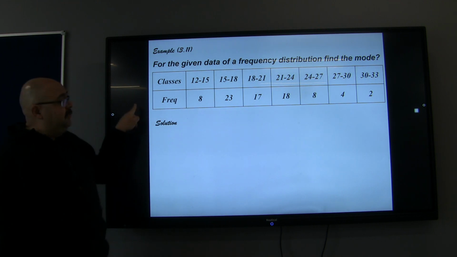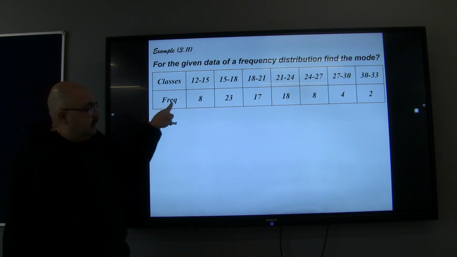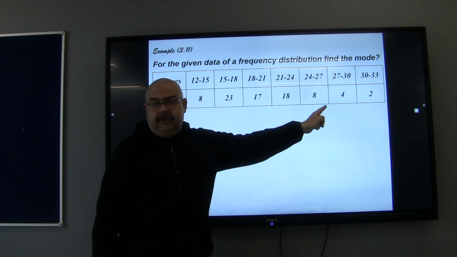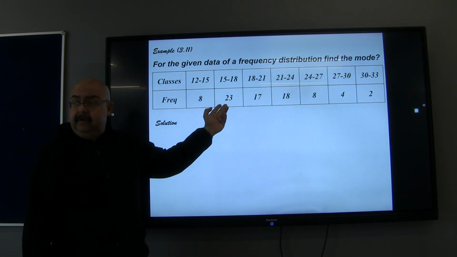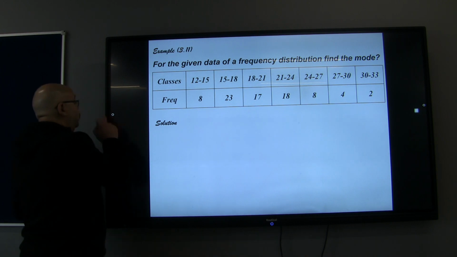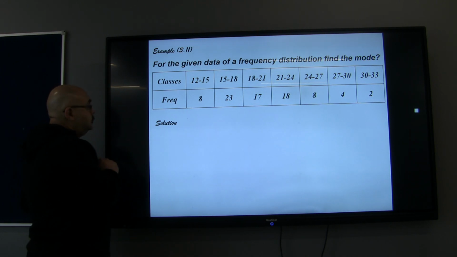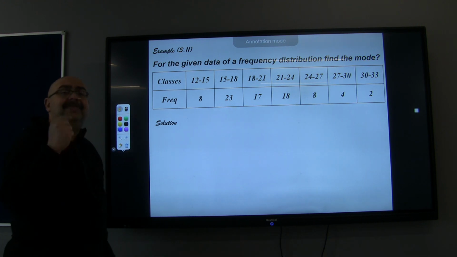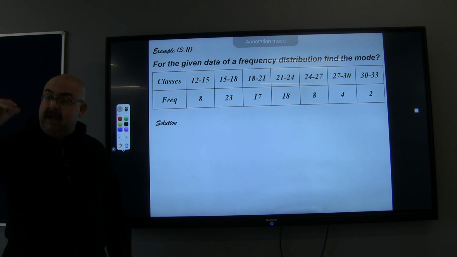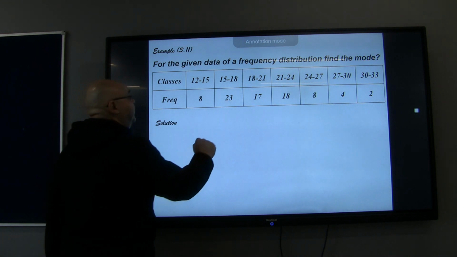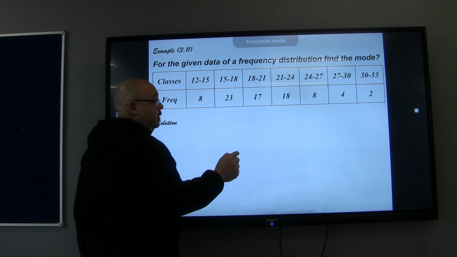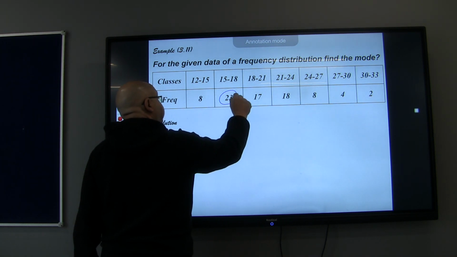For the mode, I look for the highest frequency. Look at these numbers and identify the highest frequency, which is 23. In order to evaluate the mode, I will do the following. The process is easy. I will get the difference between the highest frequency and the one before it and the one after it. First of all, I will get my pen. 23 is the highest frequency.